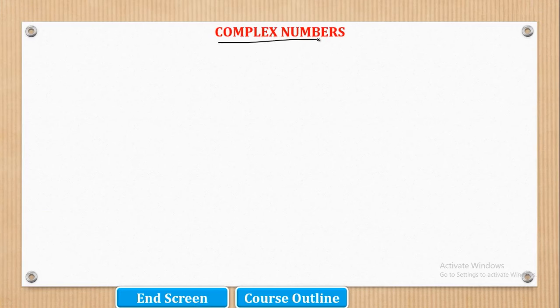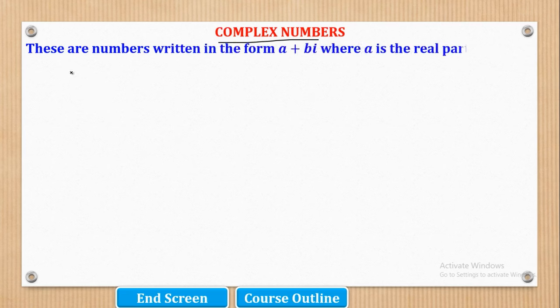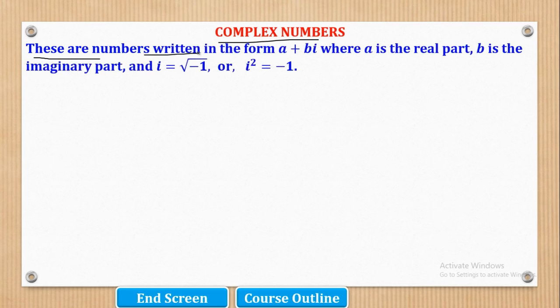So let's start with complex numbers. Complex numbers are numbers which are written in the form a plus bi. This i is very vital, and that's the core of this topic. In a plus bi, a is the real part and b is the imaginary part.